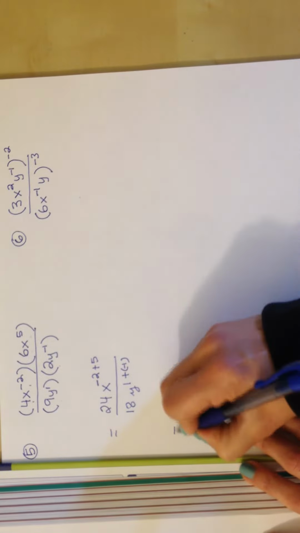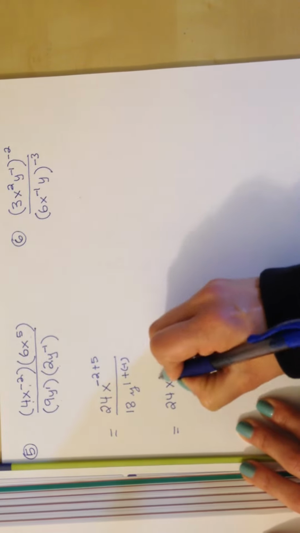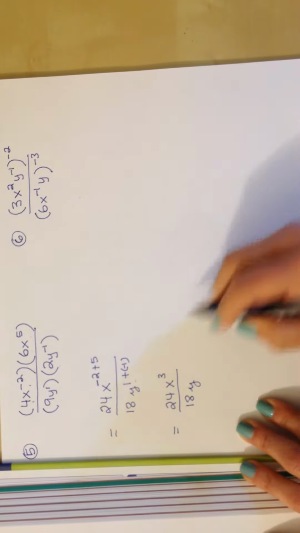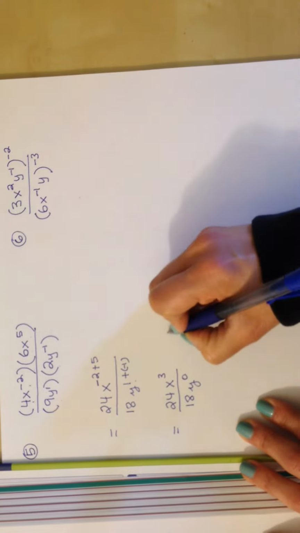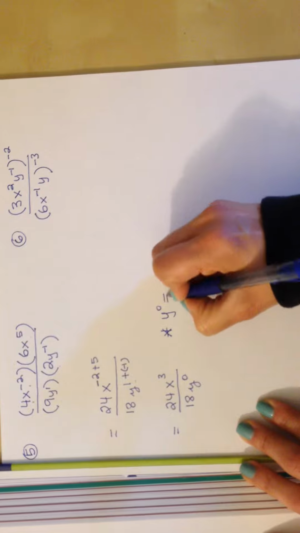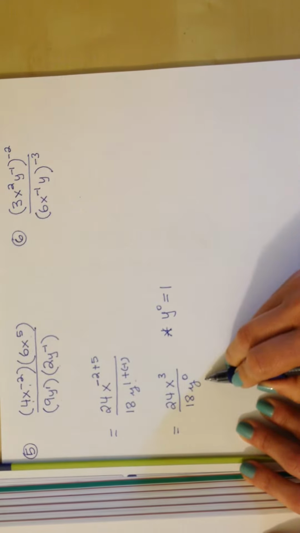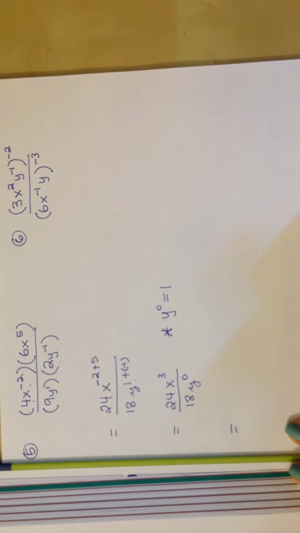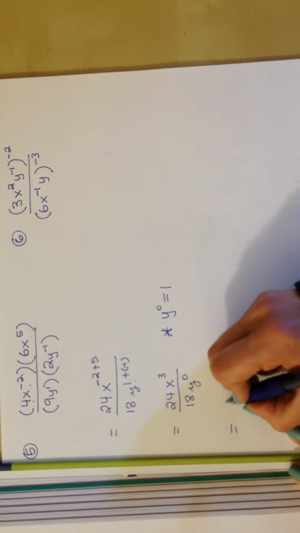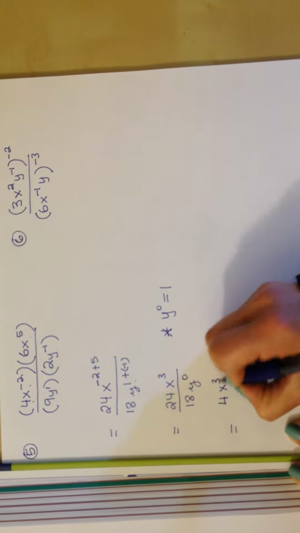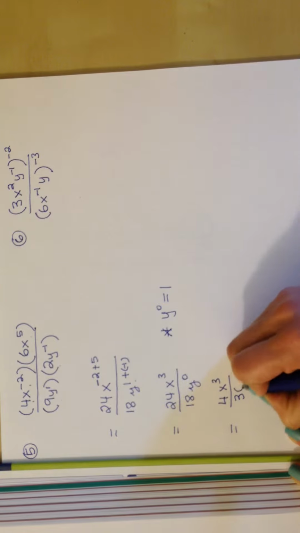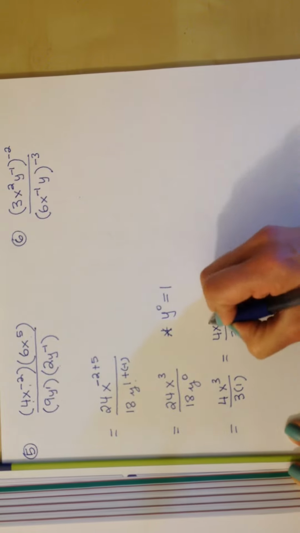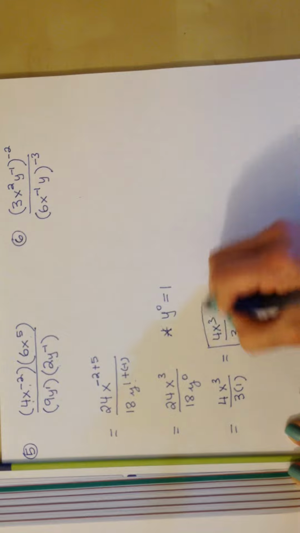Let's simplify. 24 x to the third over 18 y. Now 1 plus a negative 1 is y to the 0. We know that y to the 0 is equal to 1. So I can just replace y to the 0 with 1. 24 over 18 we could reduce by 6, which gives us 4x to the third over 3 times 1. What's 3 times 1? That's just 3. And we have our final answer.